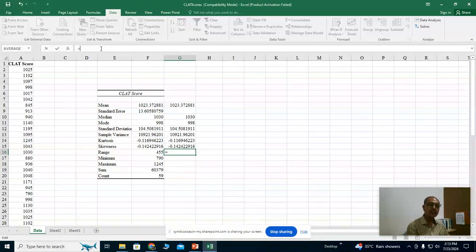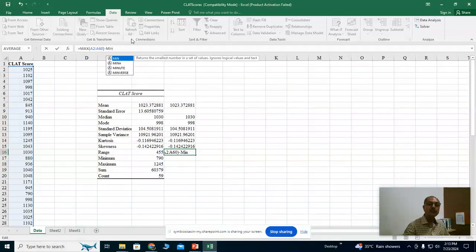You can see the equal sign. Then you need to select the maximum. You can see the maximum value is there. Double click, then provide the data A2 to A60, minus the minimum value. Just write minus and then minimum. You can see this is the minimum. Then again you need to provide the data here.